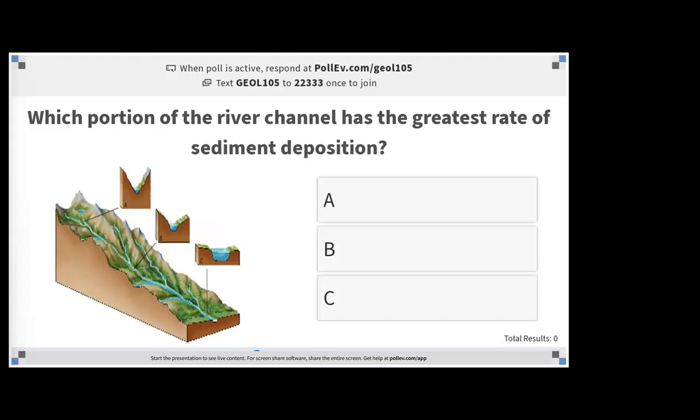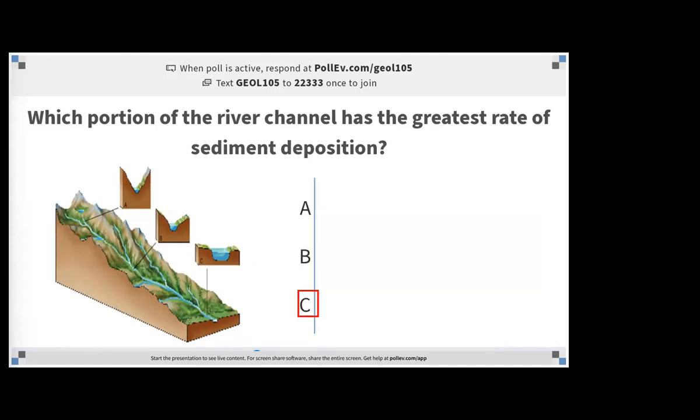Which portion of the channel is going to have the greatest rate of deposition? Remember, erosion is removing stuff. Deposition is dropping stuff off. Is it A, B, or C? C. Very good. It is C. That's where we have our lowest energy, lowest gradient, shallow channel walls, very low energy. So we're going to be able to drop all that stuff out of suspension. Remember, 90% of the sediment that's transported is the stuff that's in suspension, the stuff that's muddying the water. So that's going to be the biggest portion.